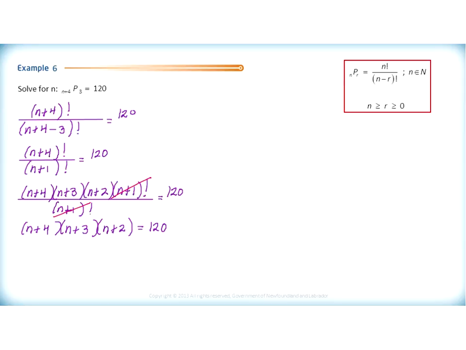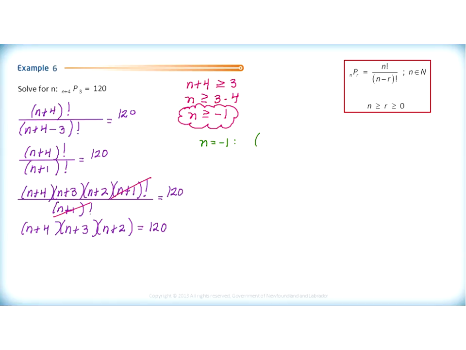Again, let's look at the restriction that must exist for the variable shown. So we know that n plus 4 has to be greater than or equal to 3. So that means n has to be greater than or equal to 3 minus 4. N has to be greater than or equal to a negative 1. So again, we can use these values. If I begin with n equals a negative 1, then I'm looking for the product of 3 consecutive numbers that have a product of 120.